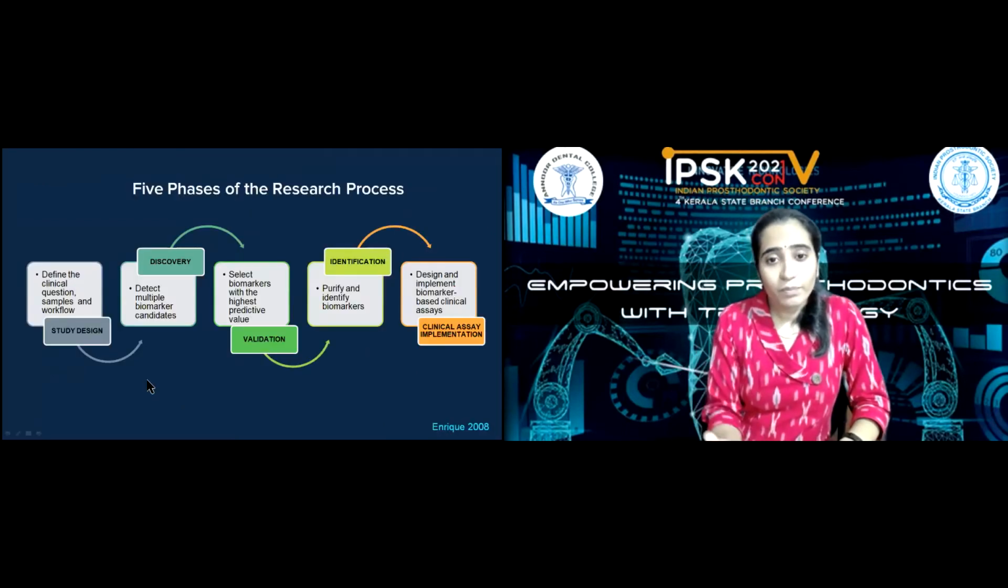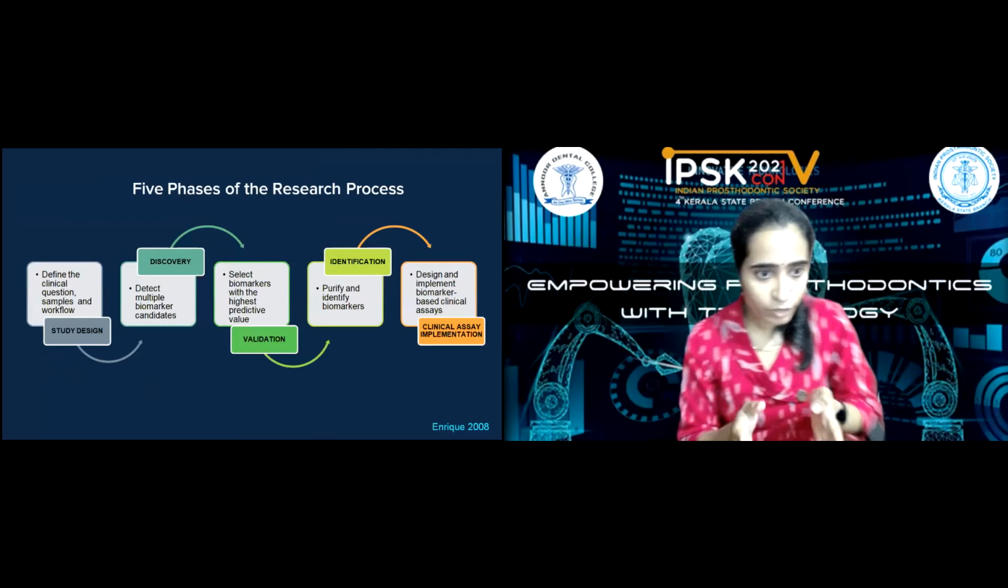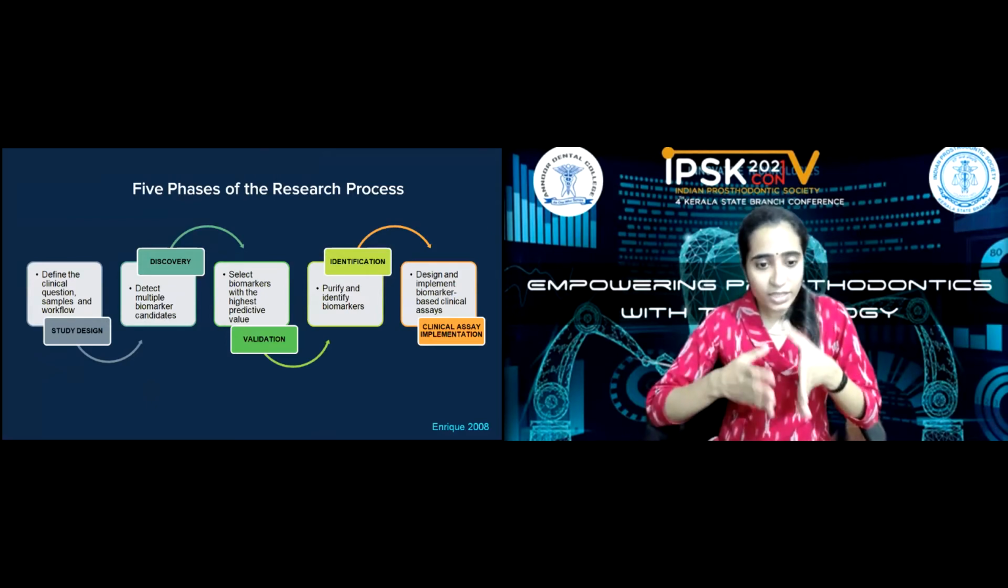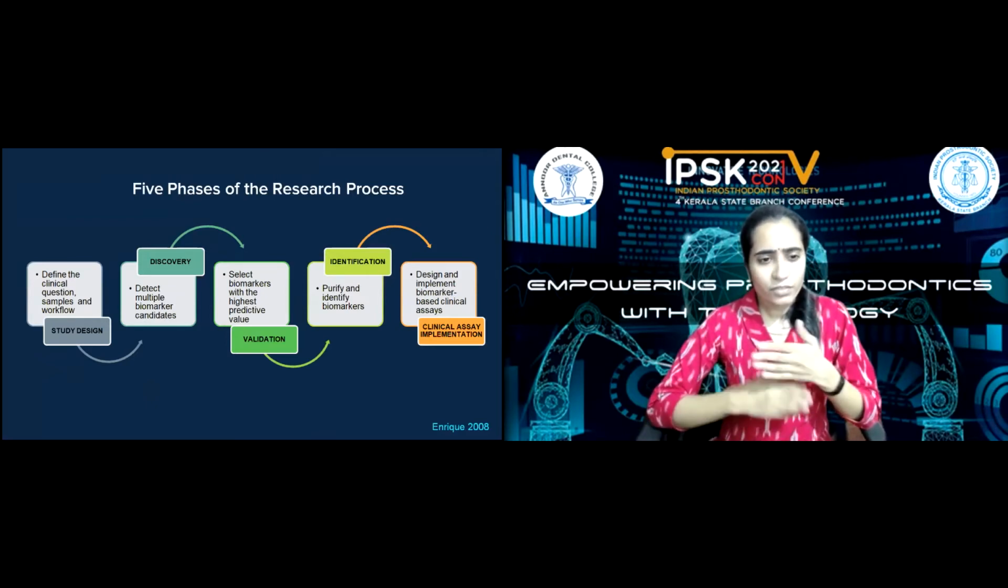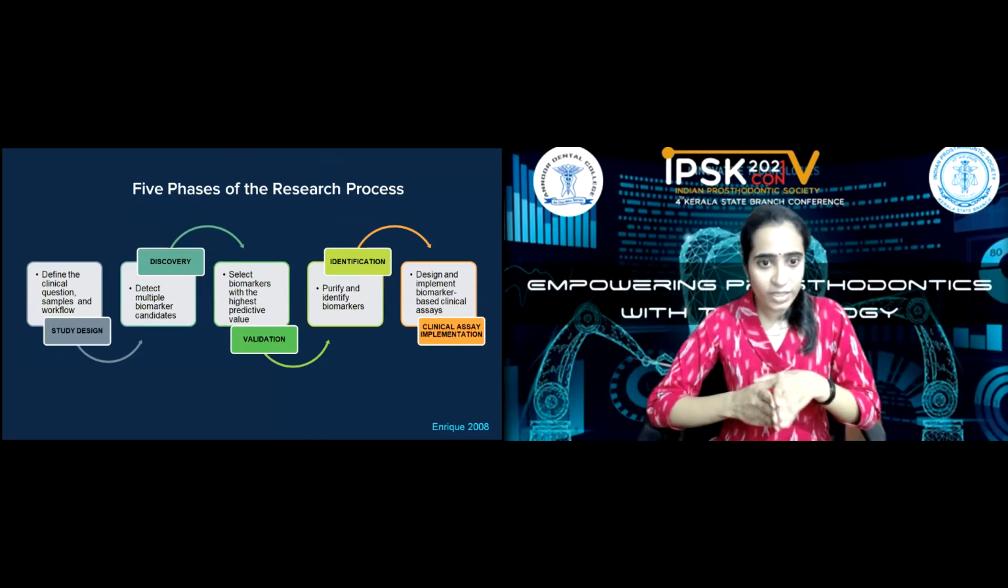So what are the five phases of research process in case of biomarkers? First one is define the clinical question, samples, and workflow. In that step, you make a list of all the existing biomarkers. Might be you have a doubt about a biomarker, but all such biomarkers are listed in the workflow. Next one is detect the multiple biomarker candidates.